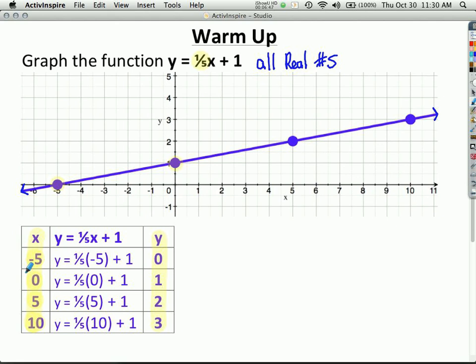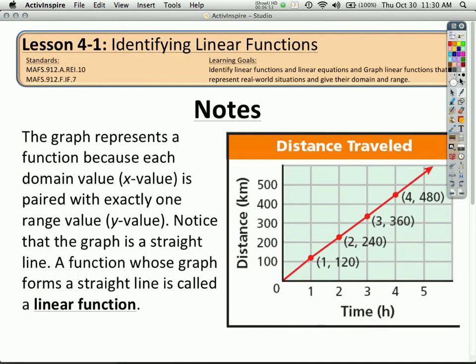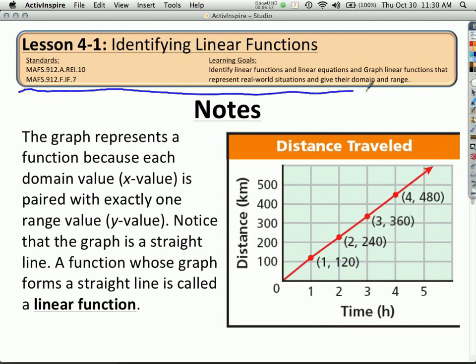This is going to lead us right into today. Any questions? All right, draw a line across your paper to indicate that we have finished the warm-up and that we are moving to the next section that we call today notes.